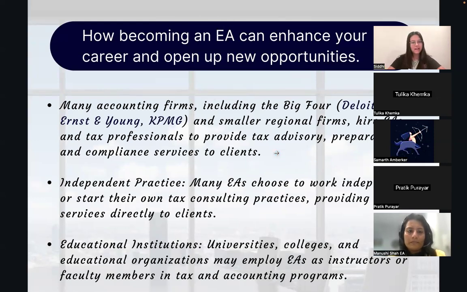Now, how can becoming an EA enhance your career? There are three options. One is you can take a job with any Big Four company, or you can start your independent practice, or if you're interested in delivering training, you can go to an educational institution, right? So these are the three main career opportunities you can get after becoming an EA. But as I can see in our current session, there are already many experienced people, so we don't have to mention them in detail. Those who have any doubts or questions can just ask me straight away in the Q&A session.